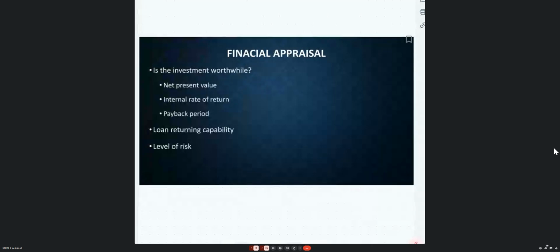Then what is your loan returning capacity, especially if the finances are coming from a financial institution, which will require you to pay back the institution? So what is your capacity to actually pay back that loan? Then, of course, what's the level of risk for this particular project? Is it going to work, or will it fail somewhere? So you have to weigh the risks.